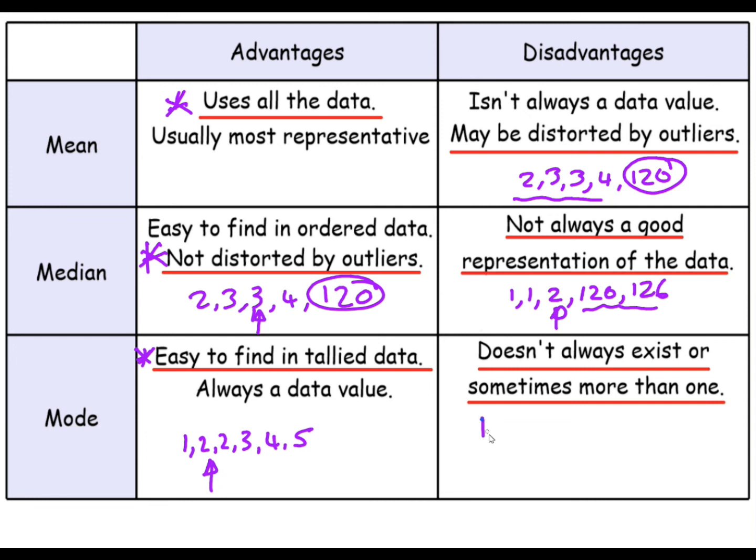However, sometimes there isn't a mode. So if your data is spread out all over the place and you don't have the same number twice, you don't have a mode. Conversely, it might not be representative. Your mode might be at one end of your data where you have 2 1s. So the advantage of the mode is that it's easy to find. The disadvantage is it doesn't always exist and sometimes there could be more than one.